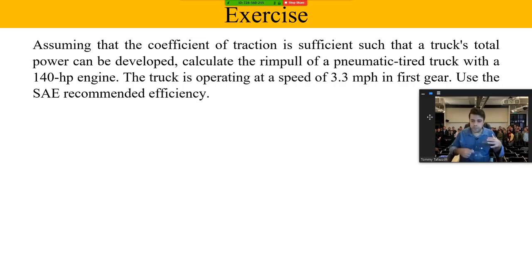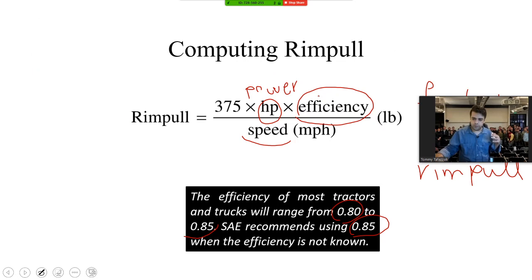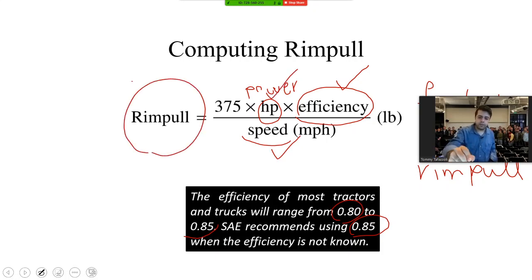Assuming that the coefficient of traction is sufficient, that the truck's total power can be developed, calculate the rim pull of a pneumatic tire truck with, okay, so the power of the engine is given and the speed is also given. So that's two factors we need because the efficiency, if it is not given, you can consider it is 0.85. So the speed is given here in the problem we have, and the power is given. So you can find this.